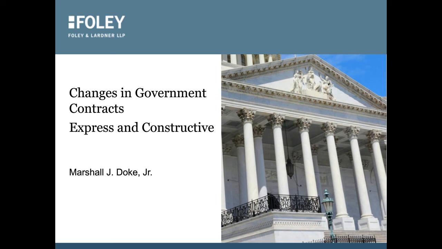One of the biggest areas of constructive changes is the defective specification. There are two basic types of specification. First type is design. That means build to print. The government gives you the specifications and drawings and says, just do what the specs and drawings say, and if you do it, you'll get an acceptable result. The other is the performance type. It doesn't tell you how to do something. It just tells you this is what has to be done.